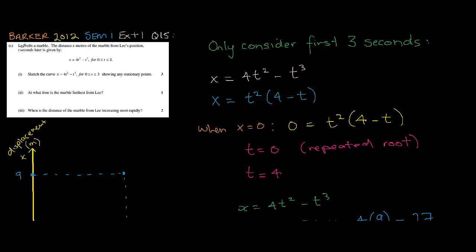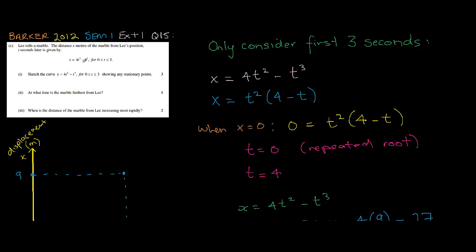So Lee rolls a marble. Your mate Lee is rolling marbles, right? And the distance x, after he rolls the marble, it's moving away from him. At any given point in time, x is how far away that marble is from where Lee started rolling it.